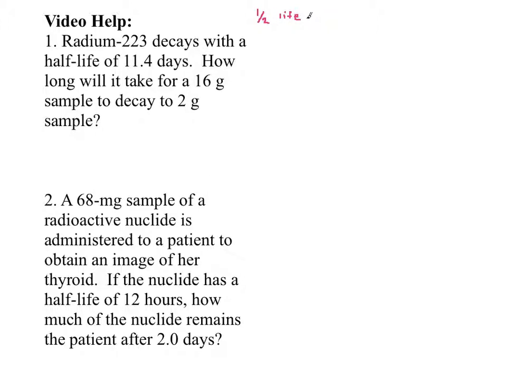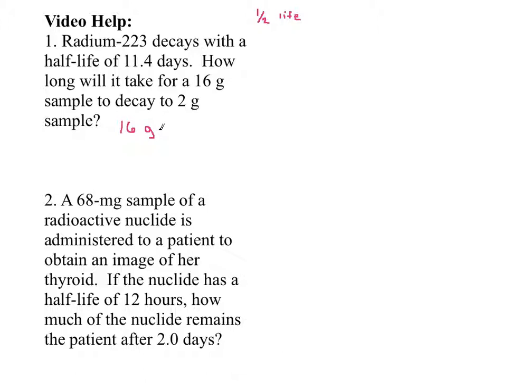The first step for any problem, no matter what's going on, figure out how many half-lives have occurred. Alright? So in this problem, it tells you that this radium decays with a half-life of 11.4 days. Remember, I'm looking for how many half-lives have occurred. How long will it take for a 16-gram sample to decay to 2 grams? I start out with 16 grams, and I know how much I'm going to end with, 2 grams. So let's figure out how many half-lives that takes.